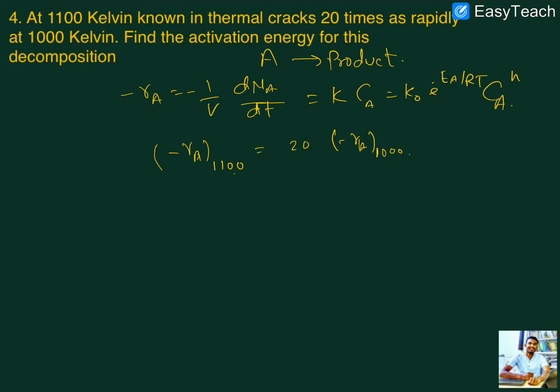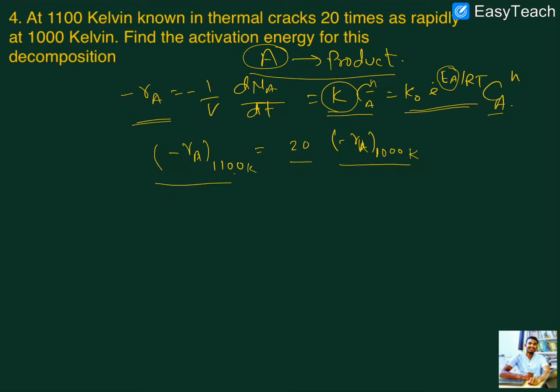From our experience, suppose A is the reactant giving a product, and we can represent the rate of reaction as minus r_A equals minus 1 by V dN_A over dt, equals k C_A raised to the power n. We don't know the order, and we can expand k, the rate constant, according to the Arrhenius law: k_0 e to the power minus E_A upon RT, where E_A is the activation energy, times C_A raised to the power n. So it is saying that the rate of reaction at 1100 Kelvin is 20 times faster than the rate of reaction at 1000 Kelvin.